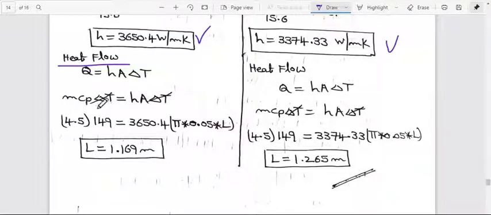Here Q equals m Cp delta T, so delta T can cancel. We need to substitute the h value and A value. Here the area is pi d L for the stainless steel tube.